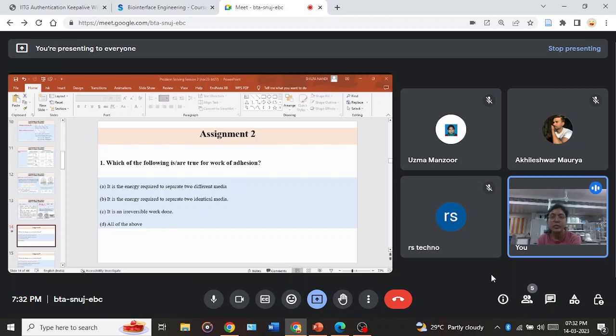Okay, so which one of the following is or are true for the work of adhesion? Energy required to separate two different media, energy required to separate two identical media, work of adhesion is an irreversible work done, or all of the above?